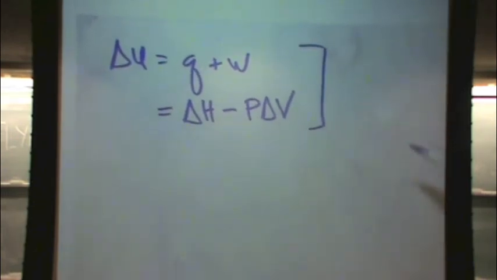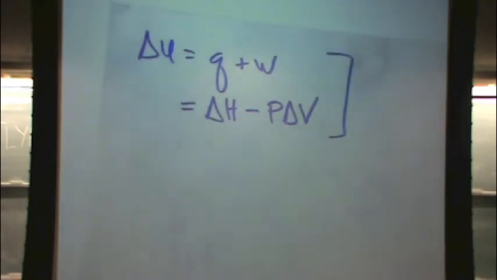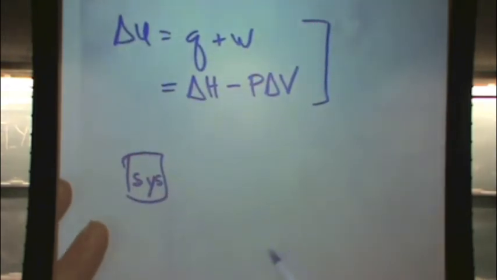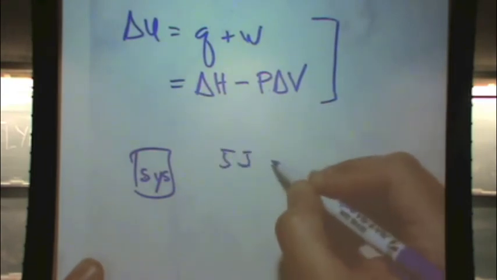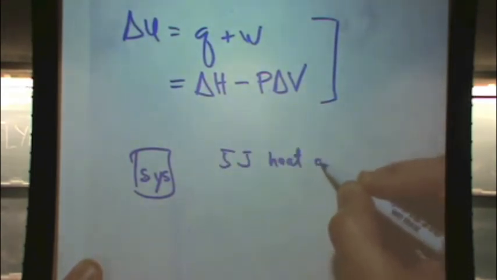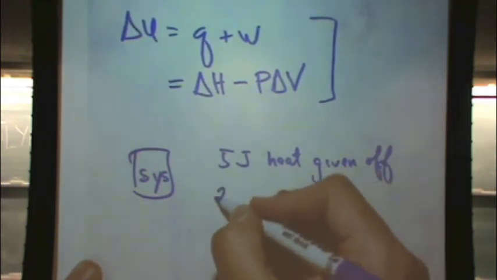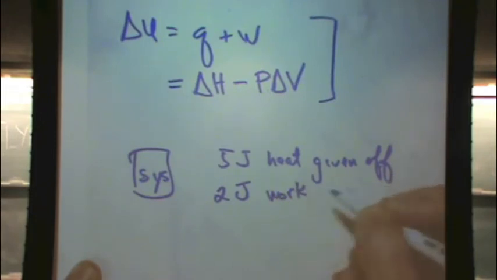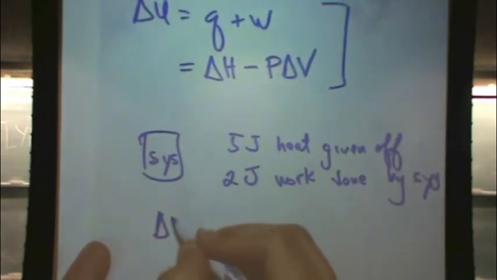And a really simple version of this, and I'll tell you a more complex version, a really simple version of this would say, let's say you have a system, SYS for system, and let's say 5 joules of heat is given off. And let's say that 2 joules work is done by the system. And so there's a work involvement, and I want to know delta U.